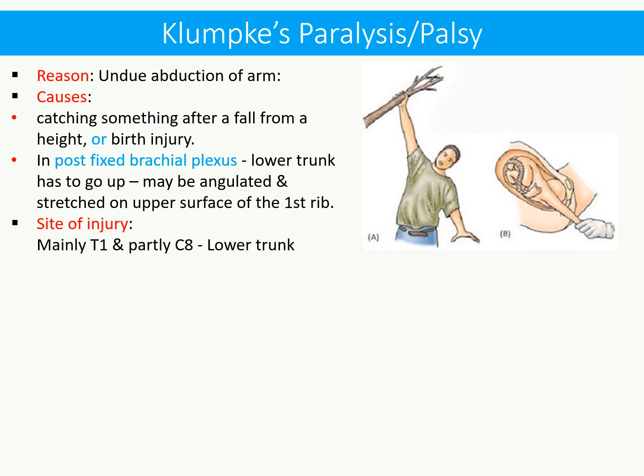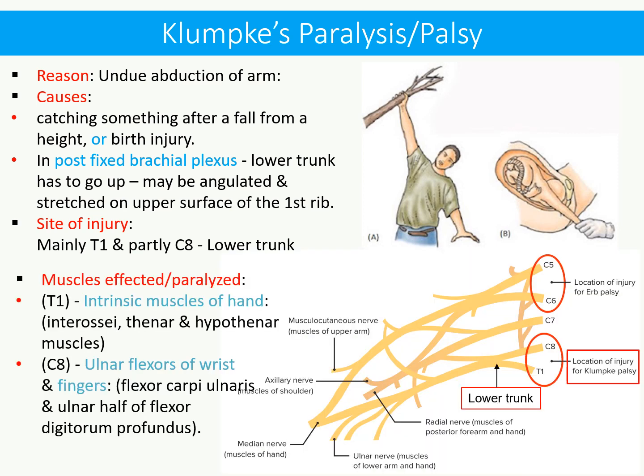In this paralysis, the lower trunk is involved and especially the T1 segment of the spinal cord. In some cases, C8 may be partly involved. Muscles affected include intrinsic muscles of the hand because of involvement of the thoracic 1 segment, and ulnar flexors of the wrist and fingers may be affected because of the involvement of the cervical 8th segment.